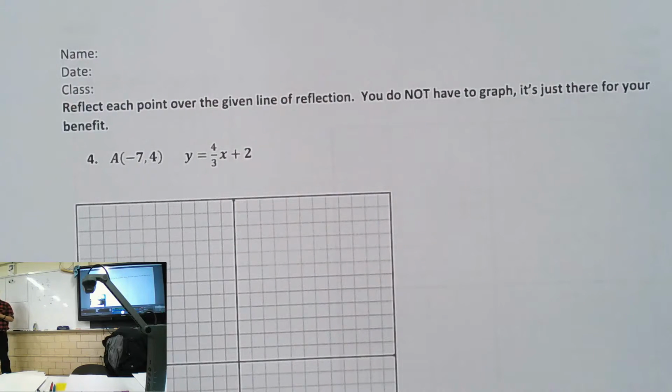Who sees it? They're equivalent. 4 over 4 is 1. I'm multiplying by 1, and multiplying by 1 doesn't change it. 4 divided by 4 is 1. So when you multiply the top and the bottom, it's just like multiplying by 1, which doesn't change anything. It just makes it look different, right?